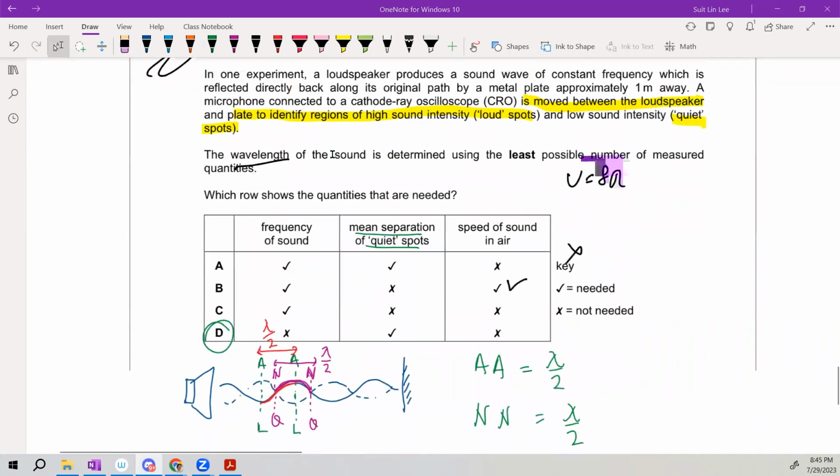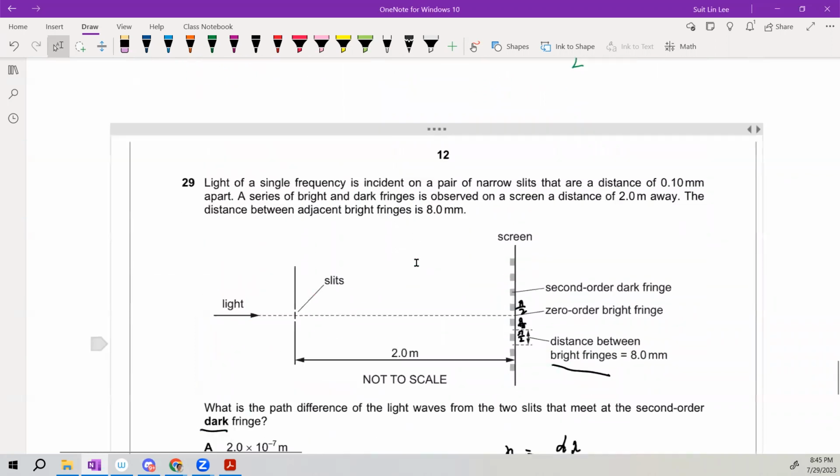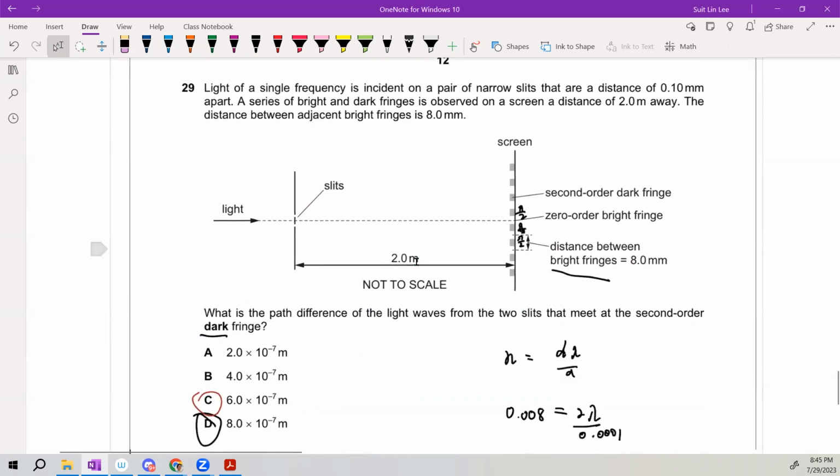Okay. So objective questions are different, they're just different. But I don't think it's that difficult. Okay. All right, next one. The same thing for path difference. I think it's the same question there.